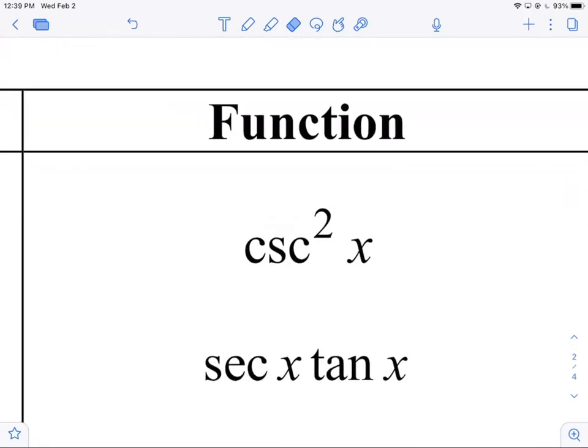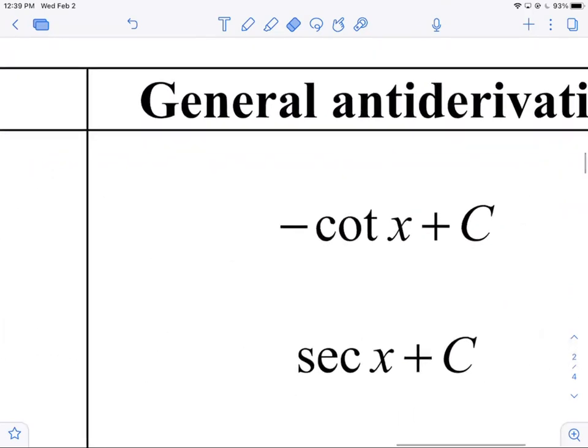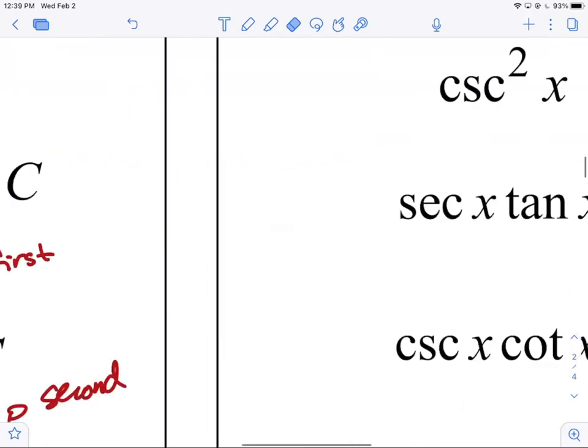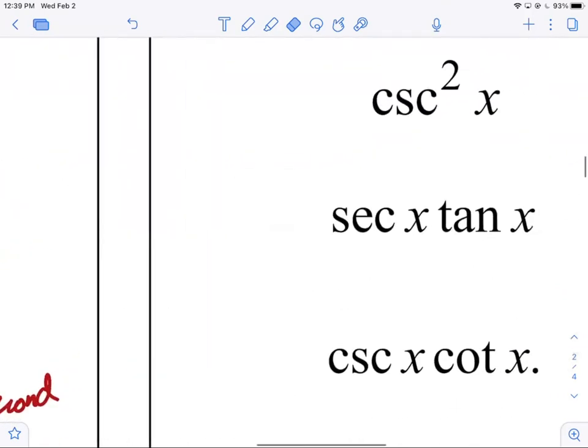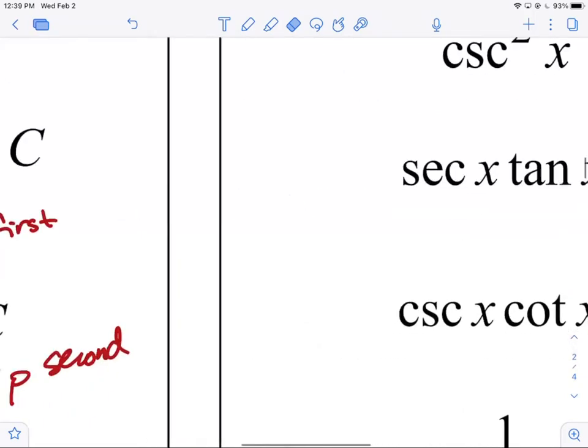Secant tangent has an antiderivative of what? Secant. And it's simply because the derivative of secant is secant tangent plus c. Cosecant cotangent. Negative cosecant. The negative is the neutralizer. Because if it has a co, it has a negative derivative.